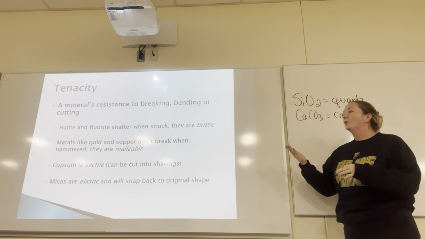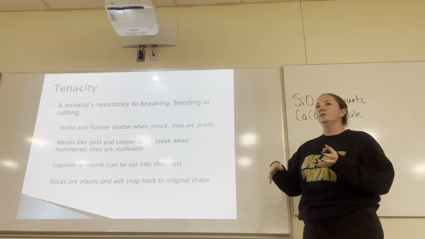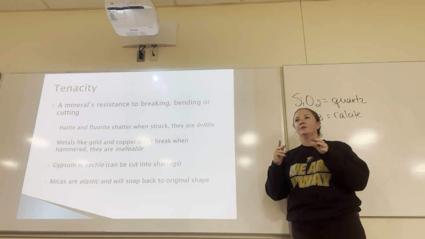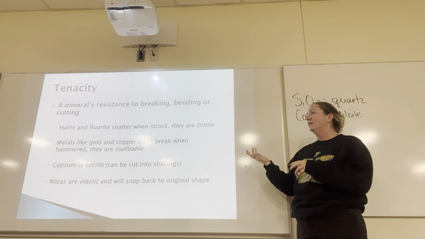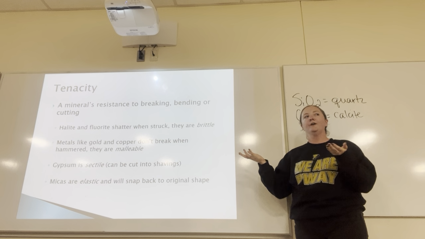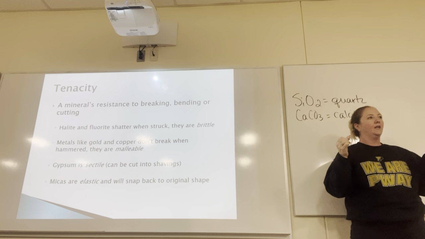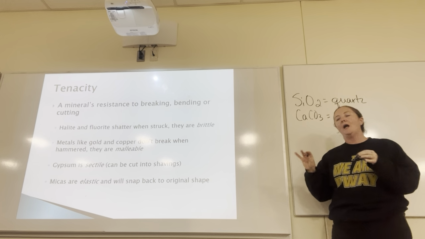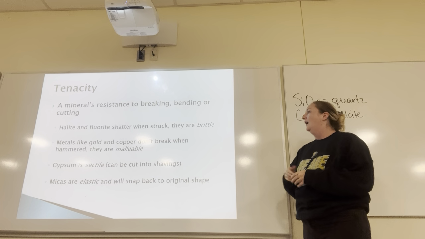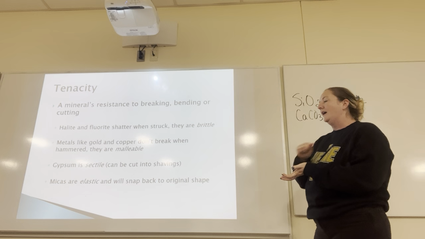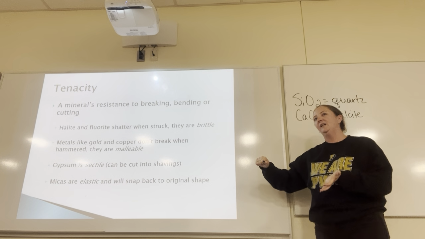Something like gold or copper, they're malleable. So when you hammer them, they don't break, they just sort of reform or stretch out. They're great for metal wiring for that reason, because you can make them really thin, you can make coils, you can make wires. That's what we usually use copper and gold for. They're good in electronics. Gypsum is sectile, so you can kind of cut it into shavings.